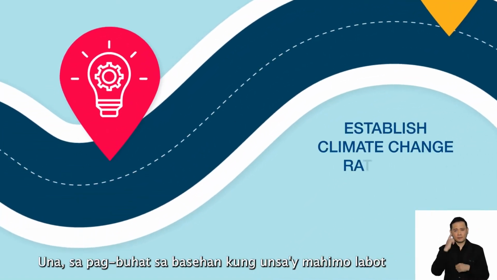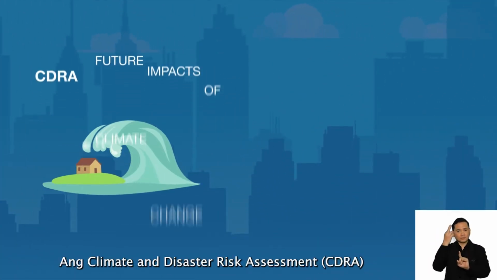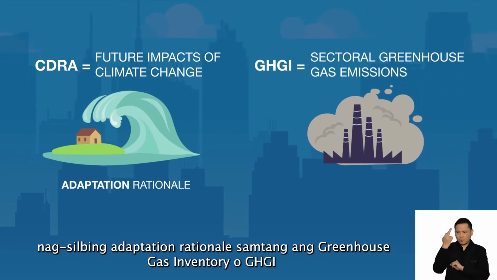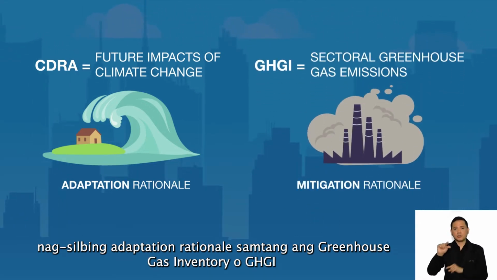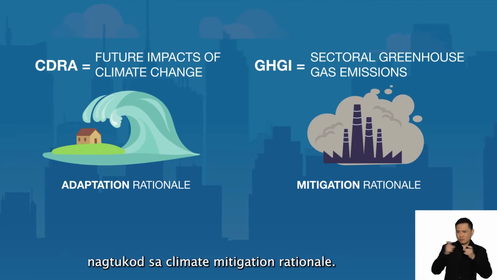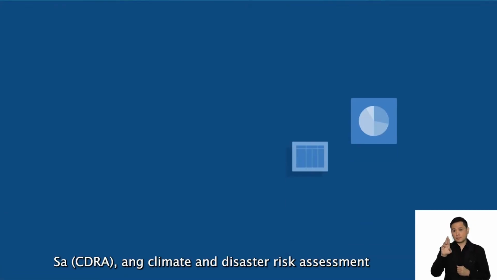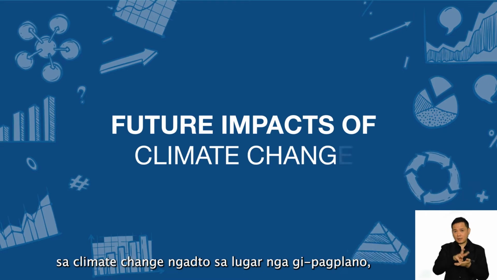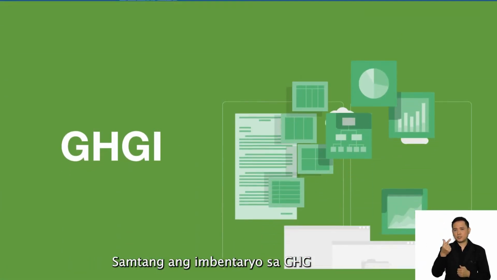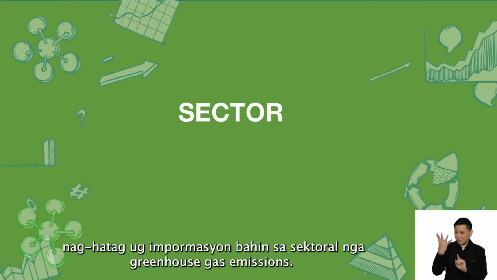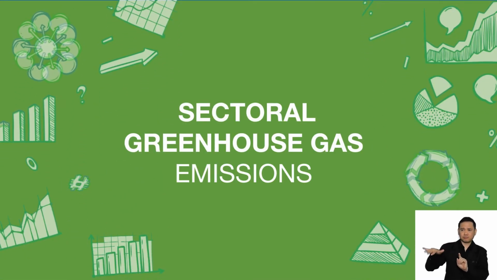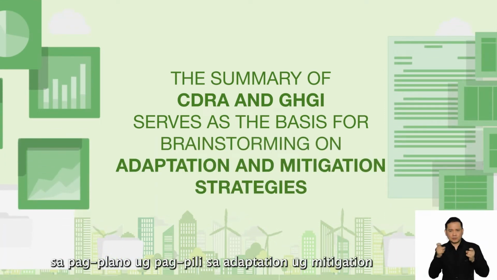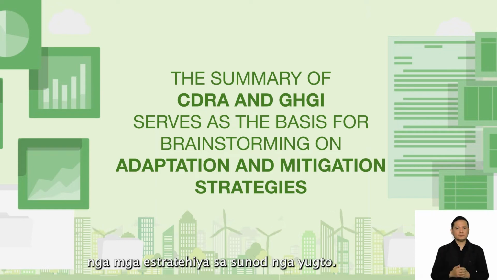First, in establishing the climate change rationale, the Climate Change and Disaster Risk Assessment, or CCDRA, establishes the adaptation rationale, while the Greenhouse Gas Inventory, or GHGI, establishes the climate mitigation rationale. In the CCDRA, the Climate and Disaster Risk Assessment prepares information on the future impacts of climate change to the planning area, while the GHG Inventory explains the sectoral greenhouse gas emissions. Their summary serves as your basis when brainstorming the adaptation and mitigation strategies in the next stage.